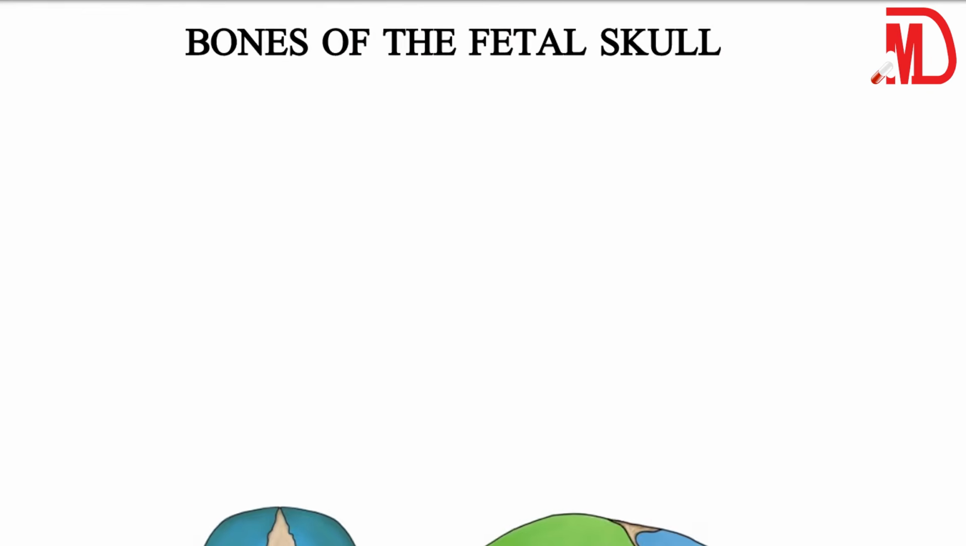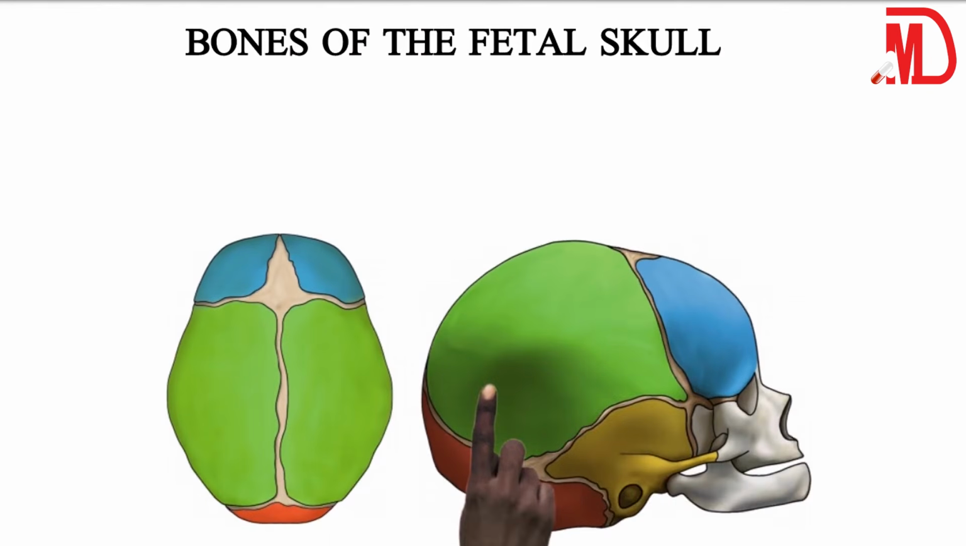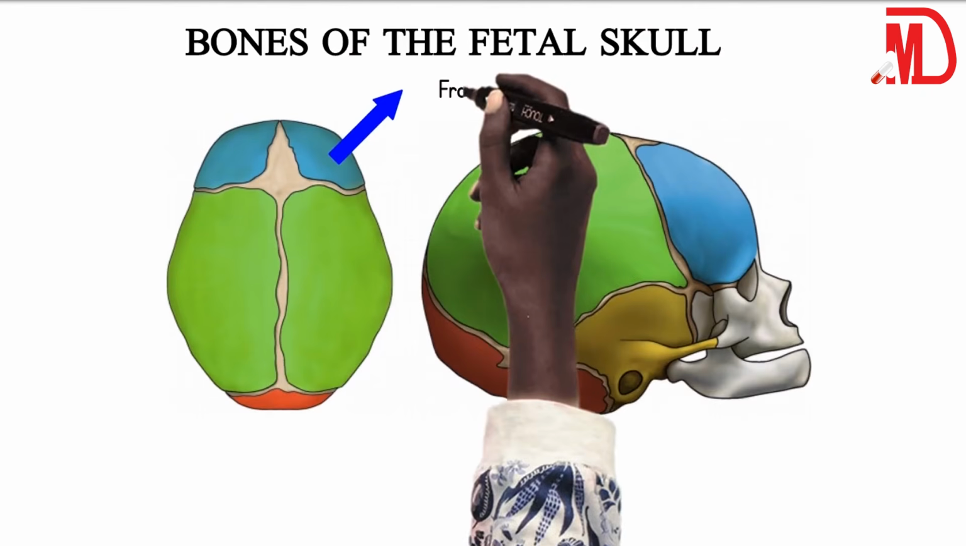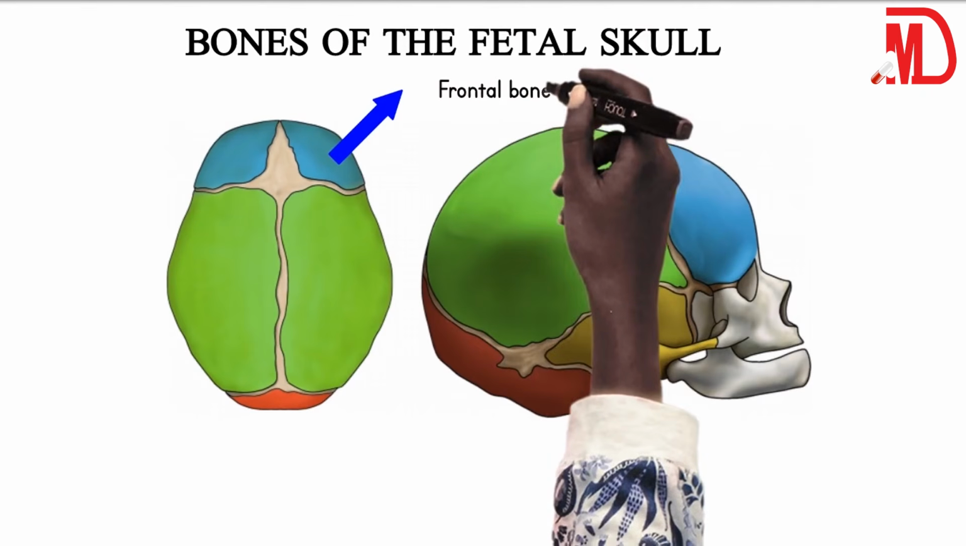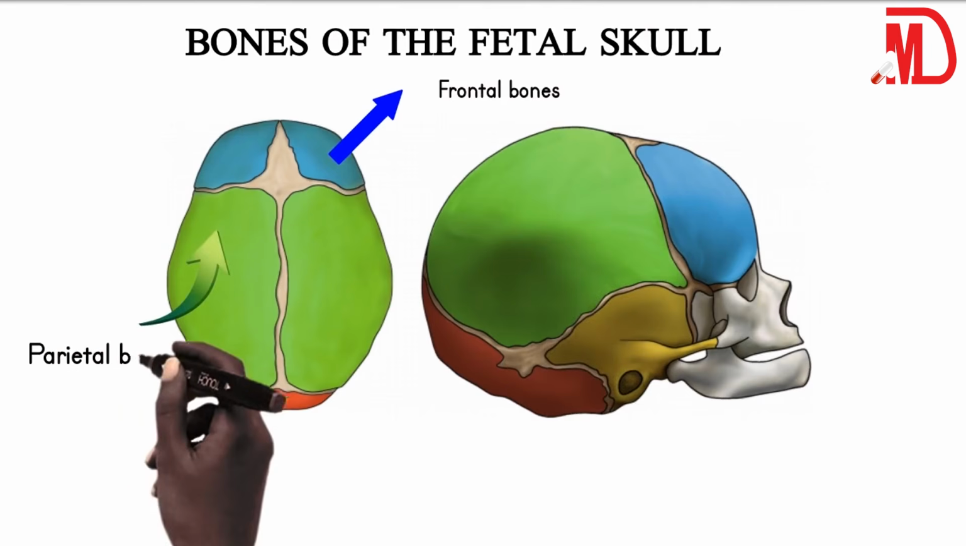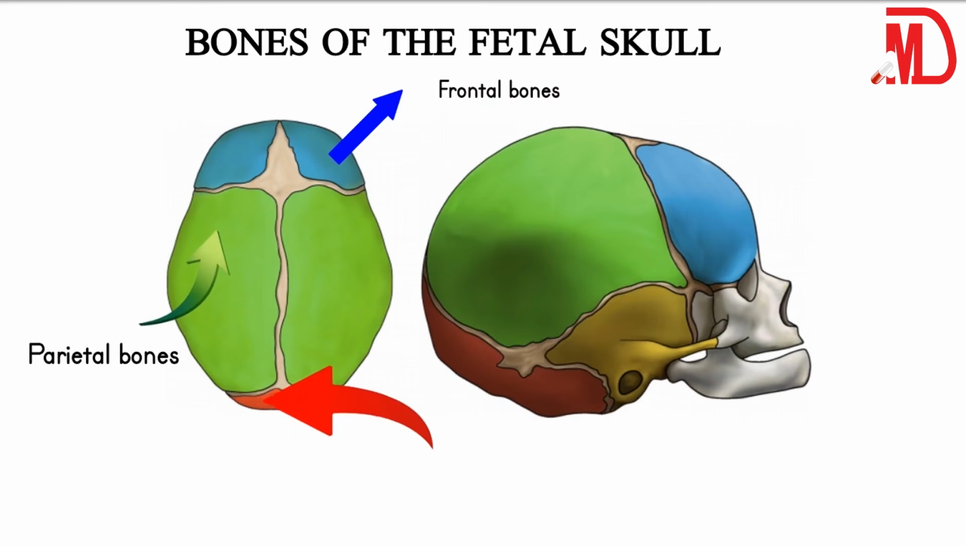Bones of the fetal skull. 1. The frontal bones. These consist of 2 bones which form the forehead. 2. Parietal bones. These consist of 2 bones which form the sides and the roof of the cranium.